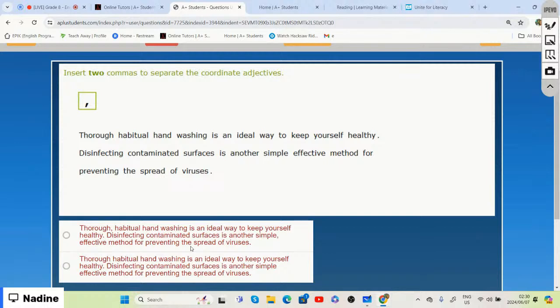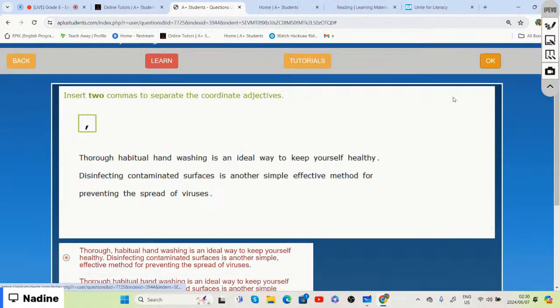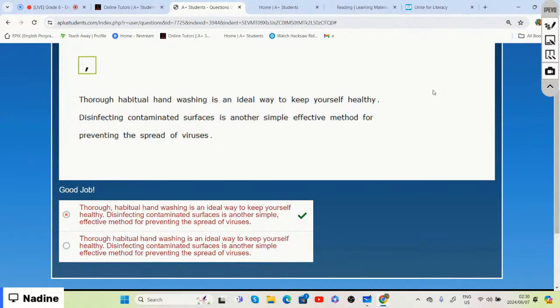So there we have two, like in option one, I see we have two commas, right? So we will go with option one. It's thorough, comma, as well as after simple, comma, effective methods. And option one is correct.